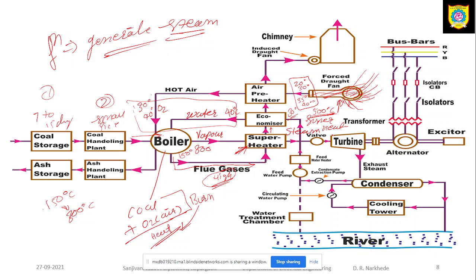Basically, why do we release these gases into the atmosphere at height? Because these gases may consist of carbon dioxide, carbon monoxide, sulfur dioxide. And if they are released at the bottom level, the residents living in the nearby area may suffer from certain respiratory diseases. So we release them at a certain height into the atmosphere. Okay, so is it clear up to this?